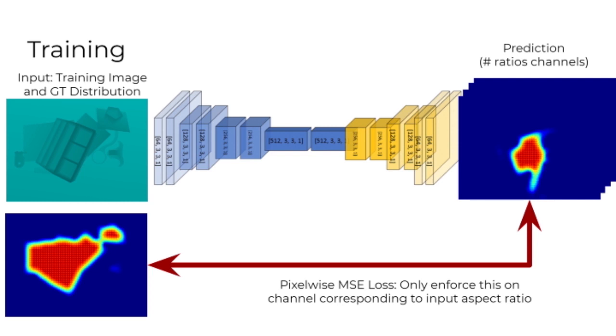Specifically, while training, we output a 10-channel image where each channel represents the occupancy distribution for a given aspect ratio. Then, we only enforce loss on the channel corresponding to the aspect ratio of the ground truth target object distribution. The trained network predicts the occupancy distribution in about 6 milliseconds, which is over 250 times faster than the ground truth calculation.